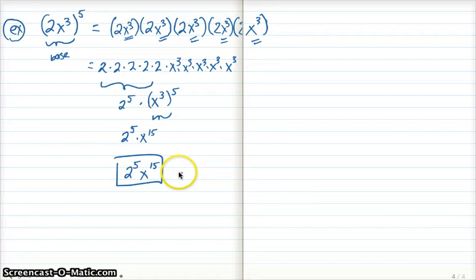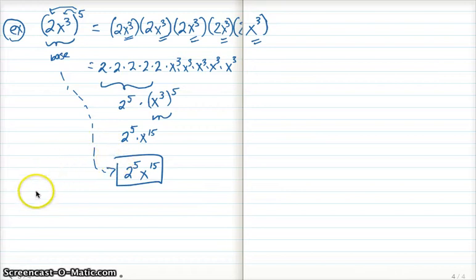Now, that takes a long time to write out. And what if you had to the 10th power or something? You wouldn't want to have to do that all the time. So again, what's the connection from here to here? Well, it looks like we essentially distributed the exponent. We gave the exponent to the 2, and we gave the exponent to the x cubed.